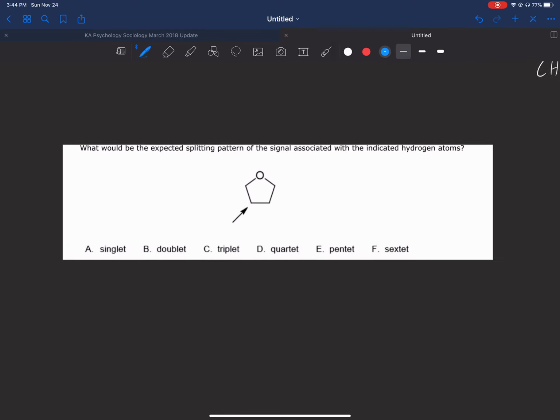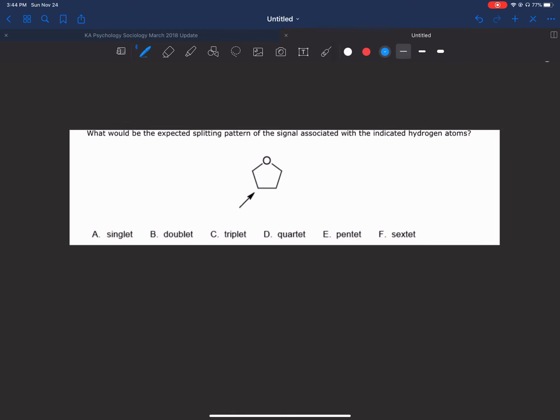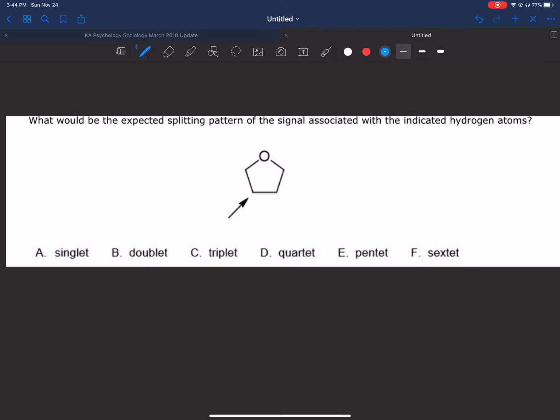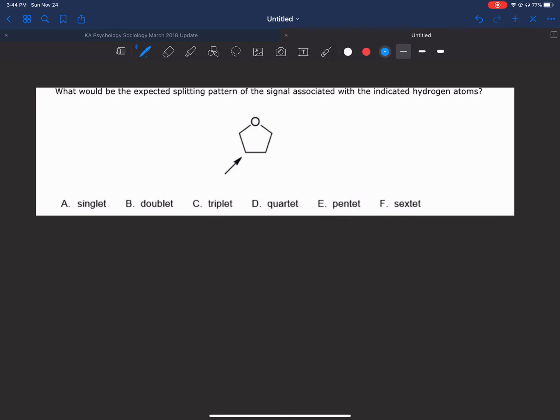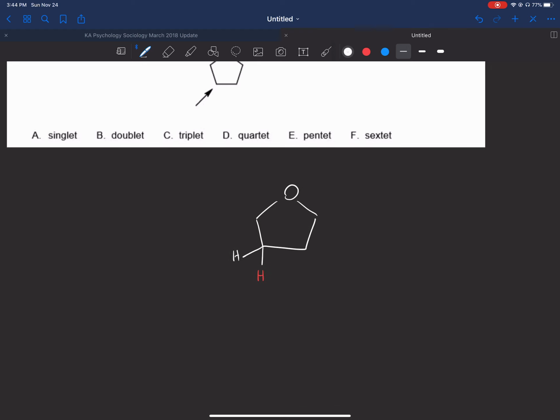All right. So I took this question straight out of your workshop. It asks what will be the splitting pattern of the signal associated with the indicated hydrogen atoms. Remember, with HNMR, we're always looking at the hydrogen. So I'm going to redraw this so we can see the hydrogens. There are 2 hydrogens here, so I'm going to color one red. Again, we can draw a line of symmetry down the middle.